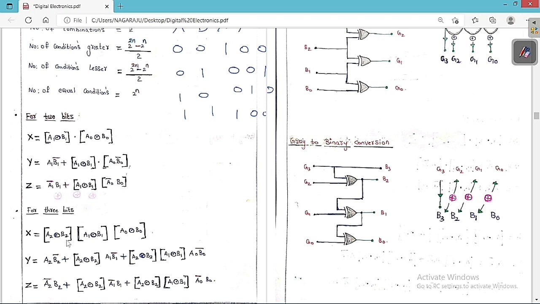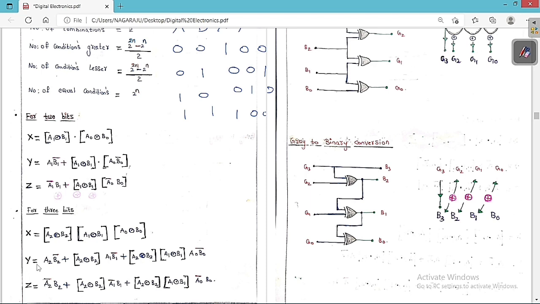Similarly for 3 bits, suppose A has 3 bits, A2, A1, A0, and B2, B1, B0. So A2 should be equal to B2, A1 should be equal to B1 and A0 should be equal to B0. So therefore simply we are going to get X equal to A2 XNOR B2, A1 XNOR B1, A0 XNOR B0.